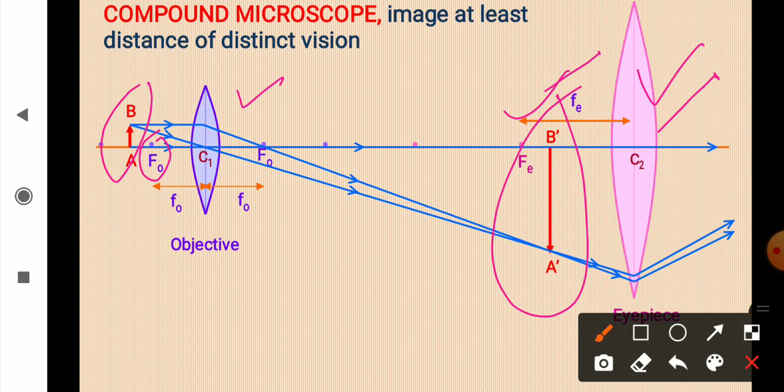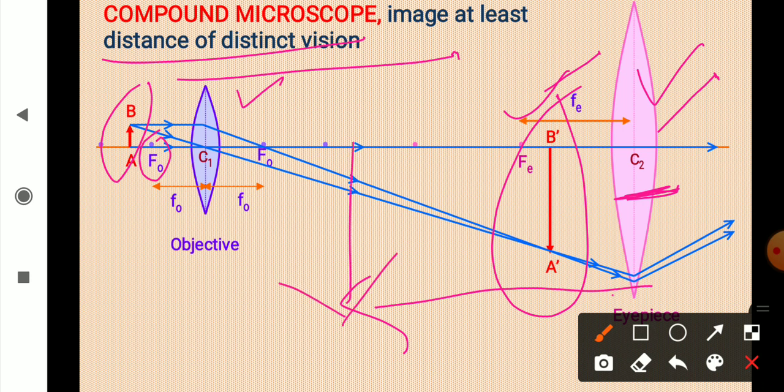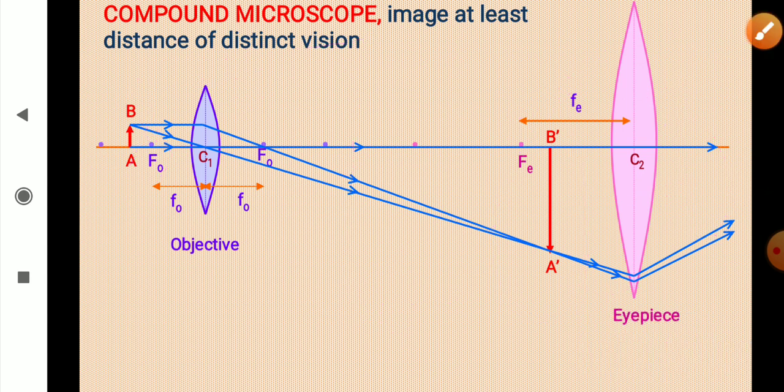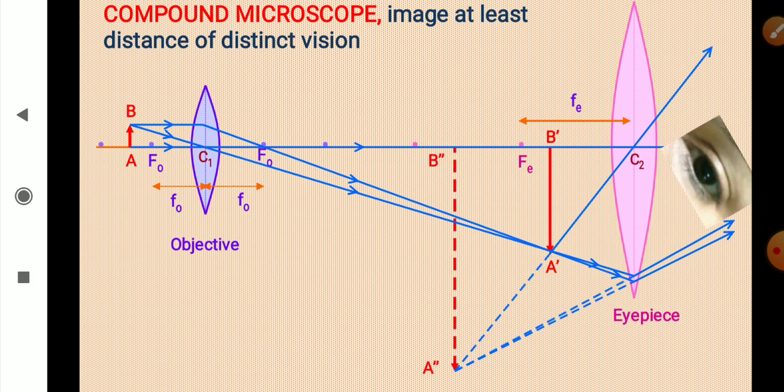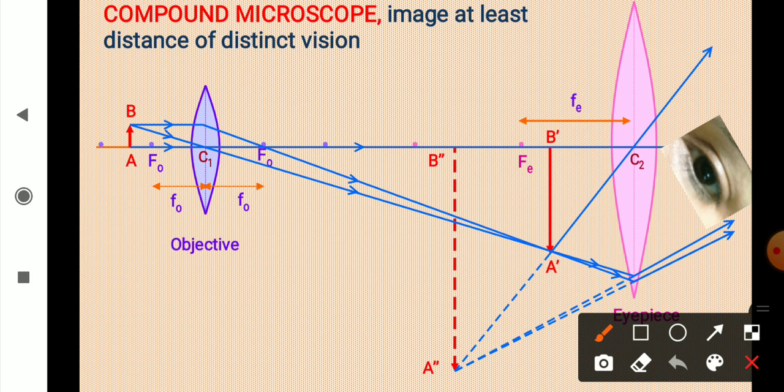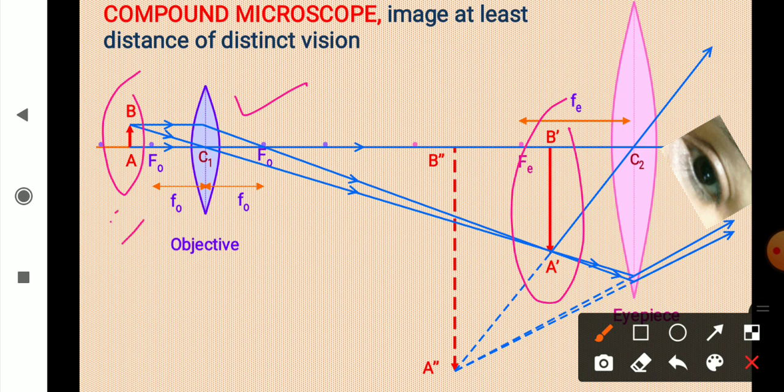Now what happens? We want to make the final image at the least distance of distinct vision. So you can adjust this lens in such a way that the final image is formed at the least distance of distinct vision, and you can watch it from here. So let's see what happens now. Look at it. Okay, see. The objective is making a real image A dash B dash, and to make a real image, the object is placed just beyond the focus of the objective lens.